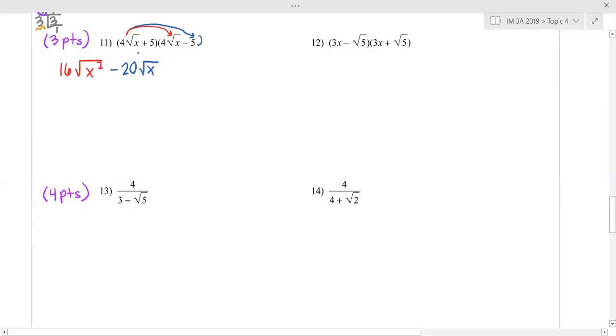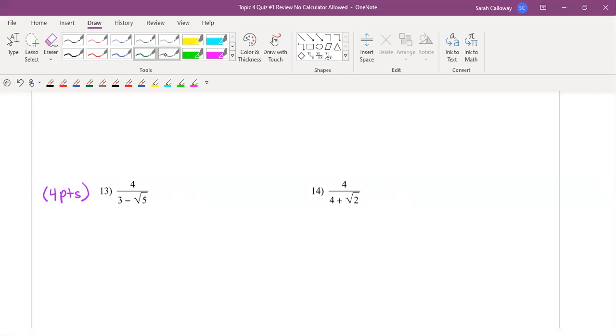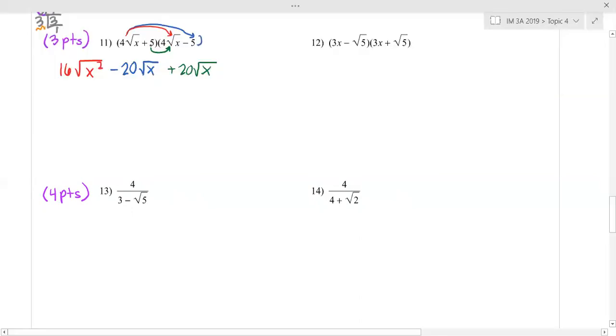For the next pair of values, I'm going to distribute the positive 5 to that same binomial. So if I multiply positive 5 times positive 4 radical x, I still can just multiply 5 times 4, which is going to give me 20 radical x. And then in my last instance, I'm going to multiply 5 times negative 5, which is going to give me negative 25.